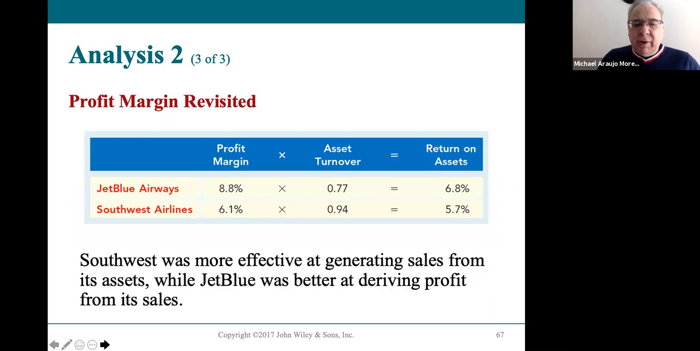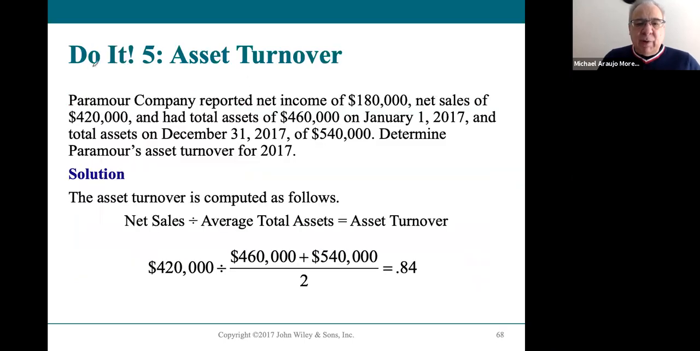Okay, we don't need to watch the profit margin, but we will be looking at the Do It exercises in this chapter. Here we have Paramore Company. They had net income of 180 grand, net sales of 420. And then they had total assets of 460 on January the 1st and total assets of 540 on December 31st. So this is going to be your average right here.